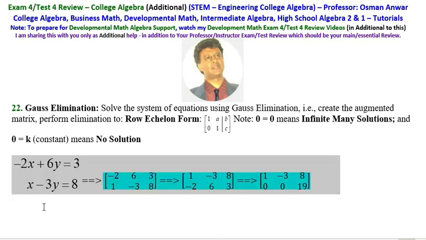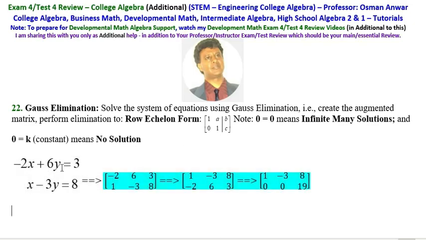So this is minus 2x plus 6y equals 3, x minus 3y equals 8. Then we're going to convert this into a matrix. For x, minus 2, 1. For y, 6, minus 3, augmented with 3, 8. Then we need 1 at the top, so simply interchange row 1 and 2.